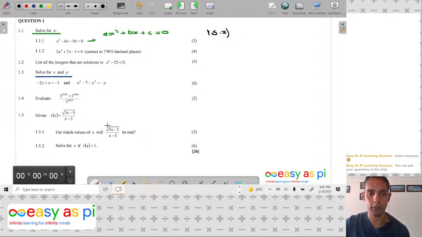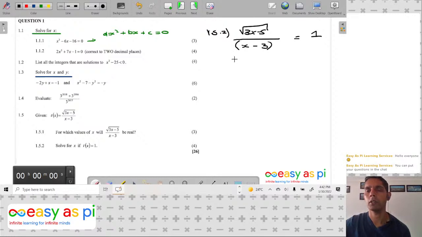So what we're going to do is take this and equate it to 1. So I'm going to say root 3x minus 5 all over x minus 3 is equal to 1, right? Now, one of the mistakes might be you substitute x is equal to 1 now, and you might do that if you are under pressure in the exam. Right, but let's solve this.